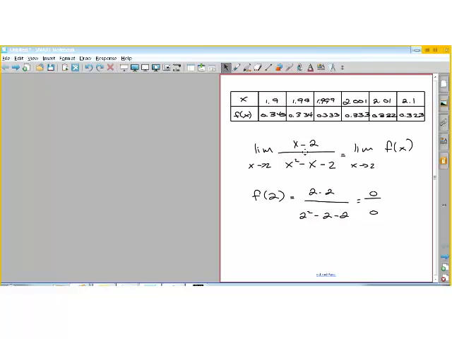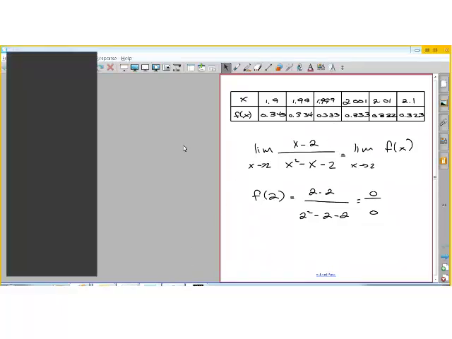The ultimate goal is to be able to do it analytically, where we come up with a way of determining it exactly. Graphically and numerically are approximations. We can get pretty darn close, but it doesn't give us the exact answer.